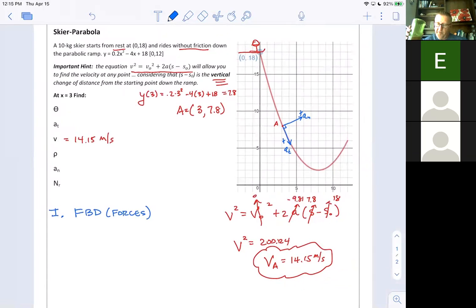NR stands for the normal force of the ramp. This is the ski ramp.